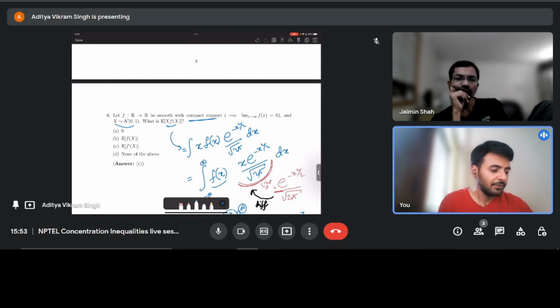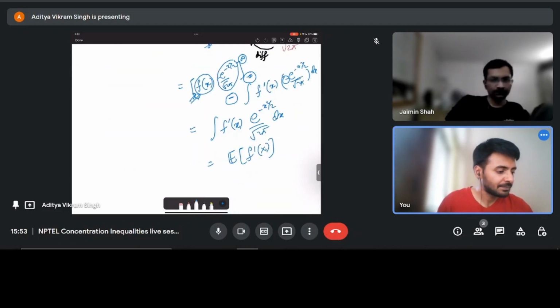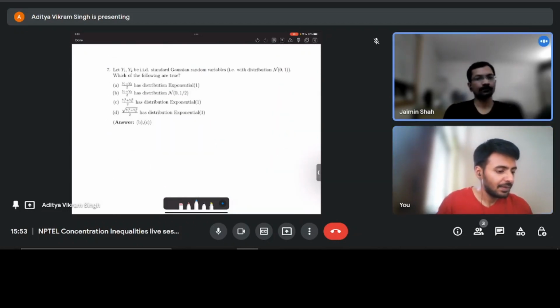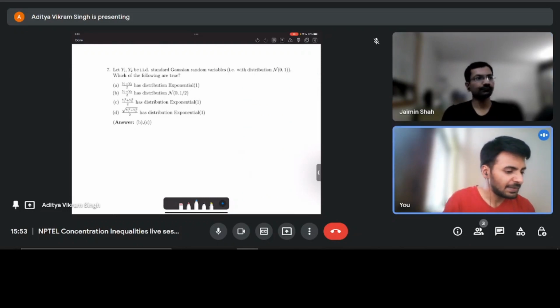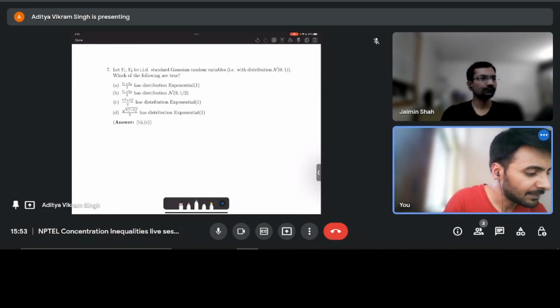So for Gaussian random variables, computing the expected value of f'(x) is the same as computing the expected value of x times f(x). Now, this is great. This is the standard problem.